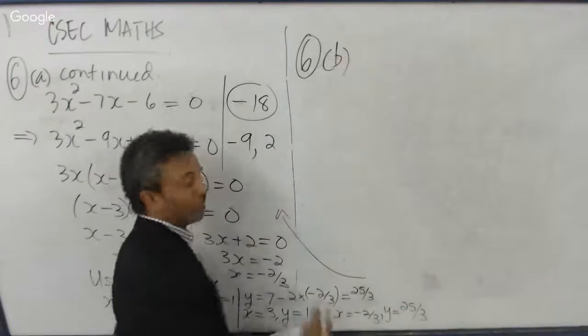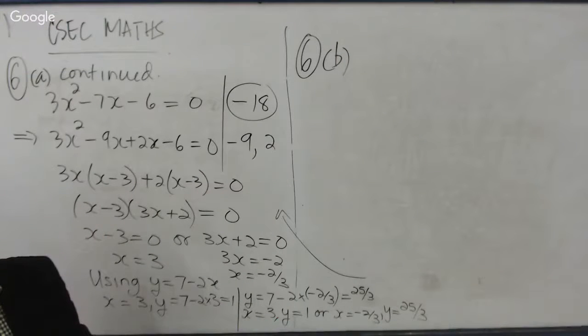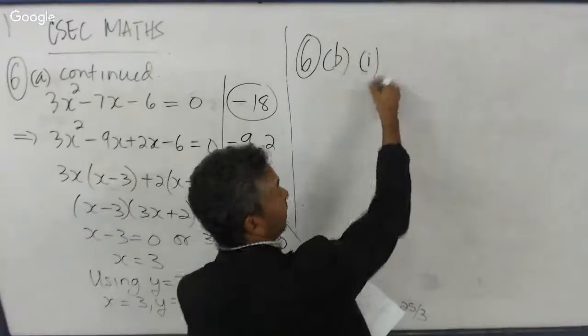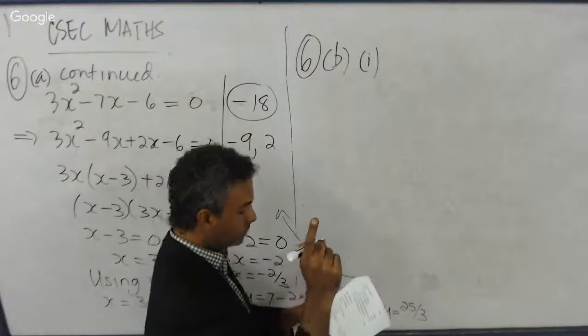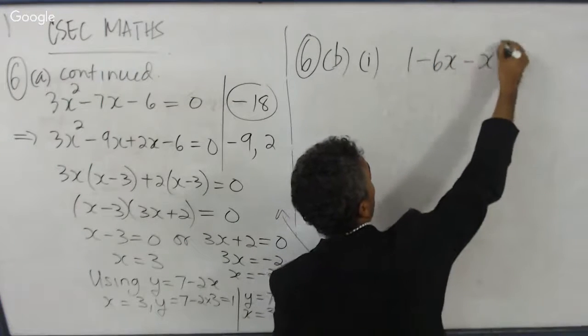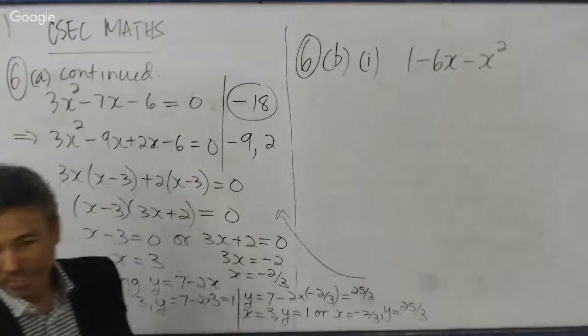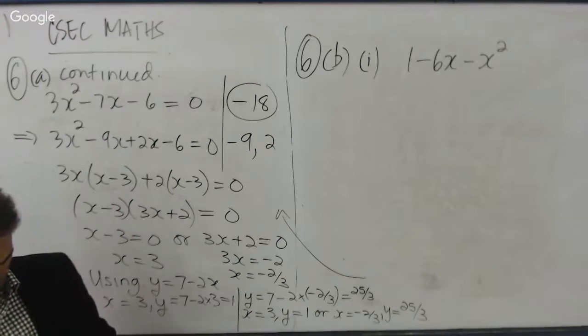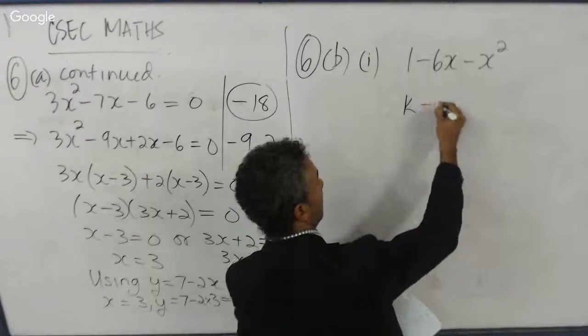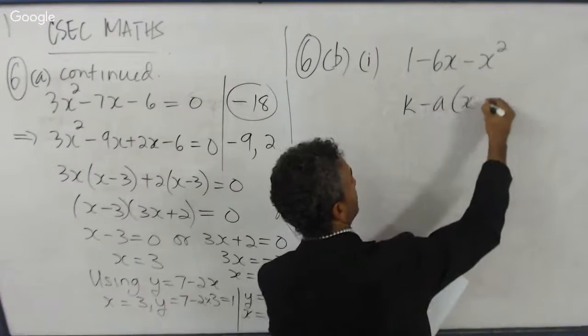Right, completing the square. That's what this is. Be careful with this one if you are completing a square. 1 minus 6x minus x squared, in the form k minus a(x plus h) squared.